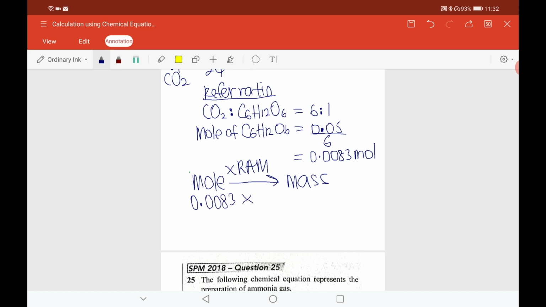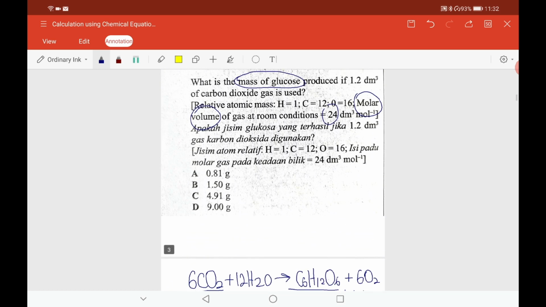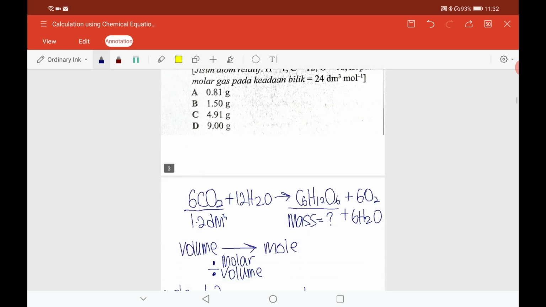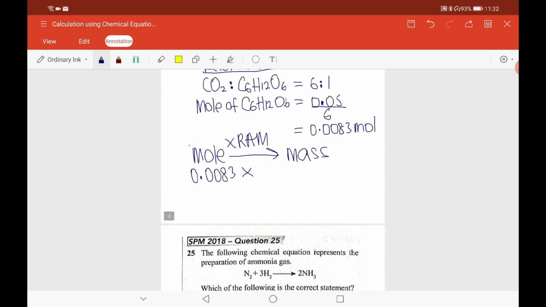0.0083. So multiply, we need to get the RAM first, okay. So what is the RAM of the glucose? So we need to find the RAM for your glucose. Glucose is C6H12O6. So how to find it?